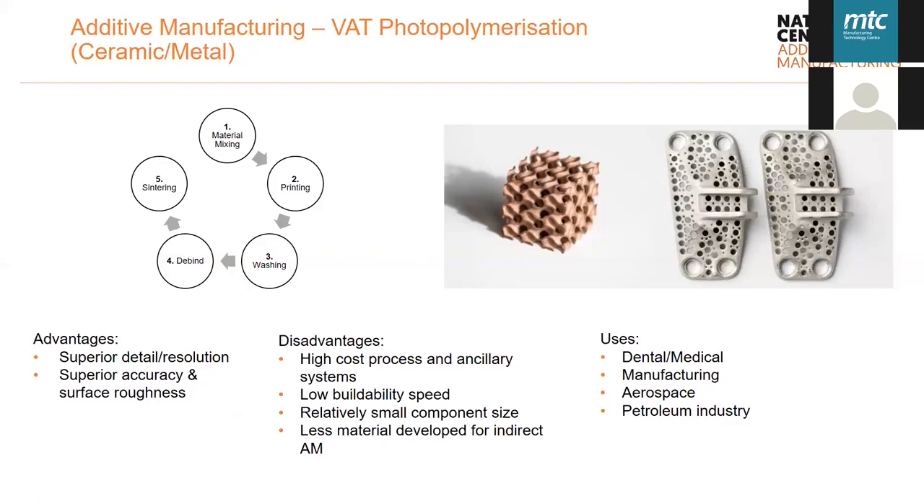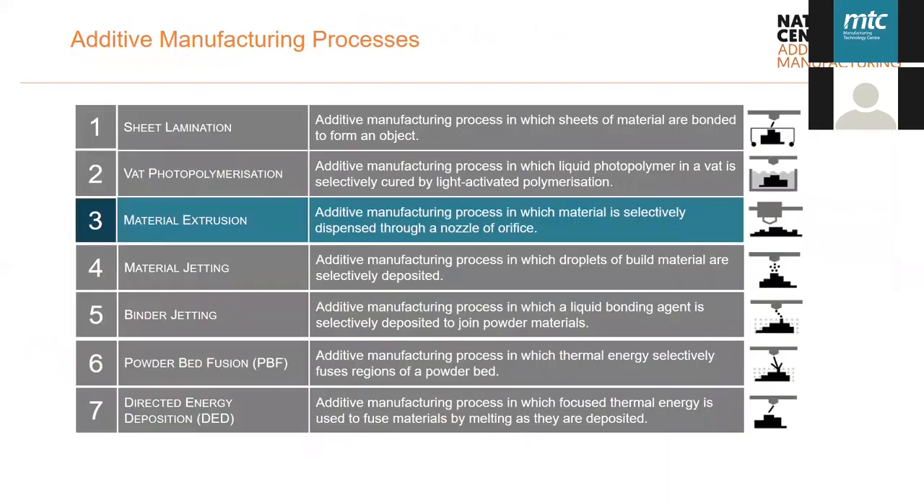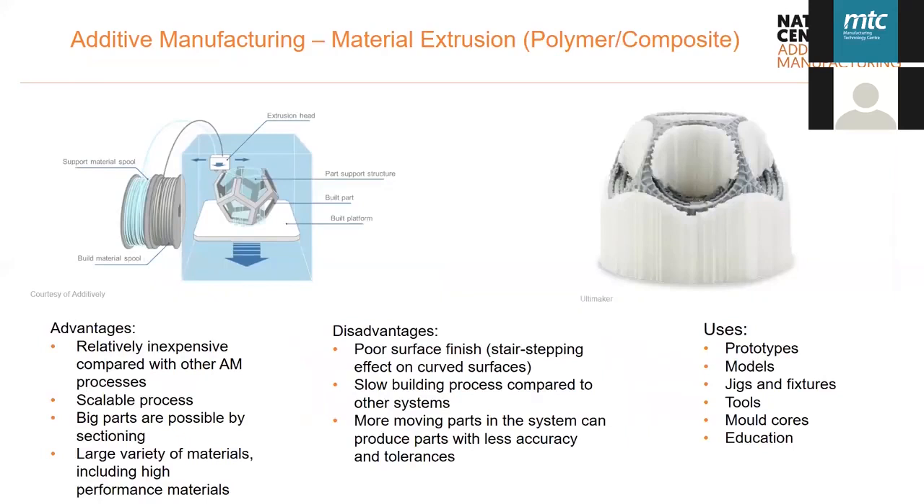I'm going to touch on some of the material extrusion technologies now. So it's a process in which material is selectively dispensed through a nozzle or an orifice. So here we can see a polymer and composite version of the material extrusion technology. The advantages are that it's relatively inexpensive compared to other AM processes. It's also quite scalable. Usually you can have a robot or a large gantry driving the head for deposition, which means that you can manufacture a lot of large parts. You also have a variety of materials, including some high performance materials.